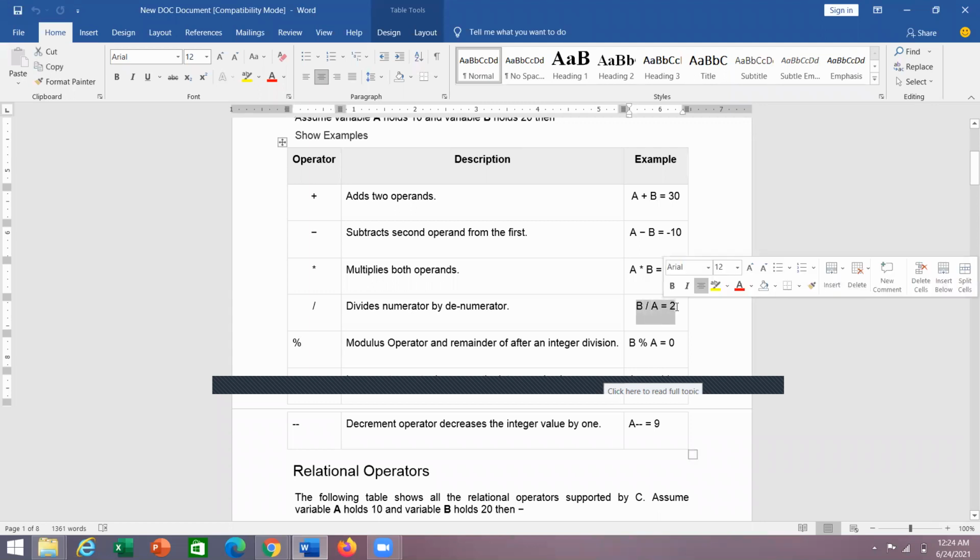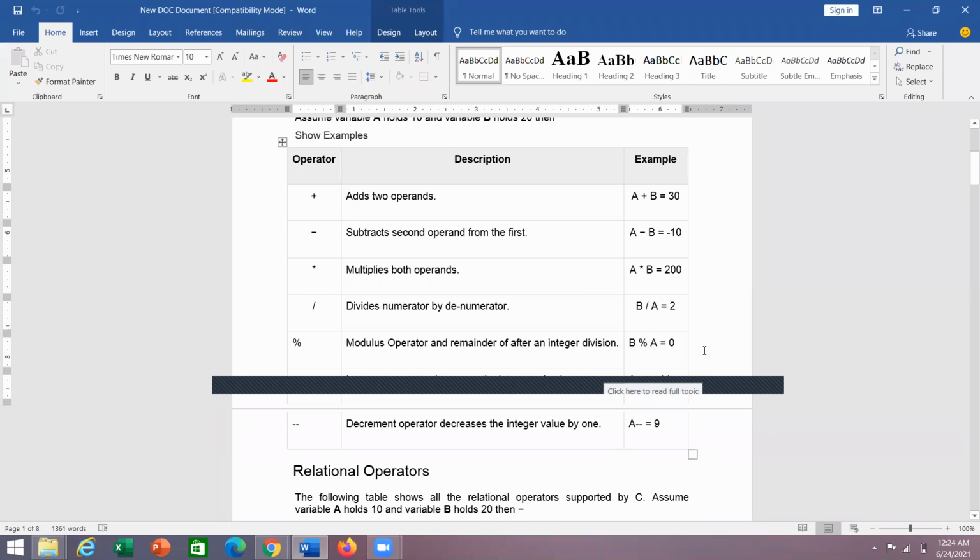For example, 10 divided by 5. So how much does it come to? It comes to 0. That is a remainder. In Telugu we can call it a shesham. So here B by A, it means the value comes to 0.